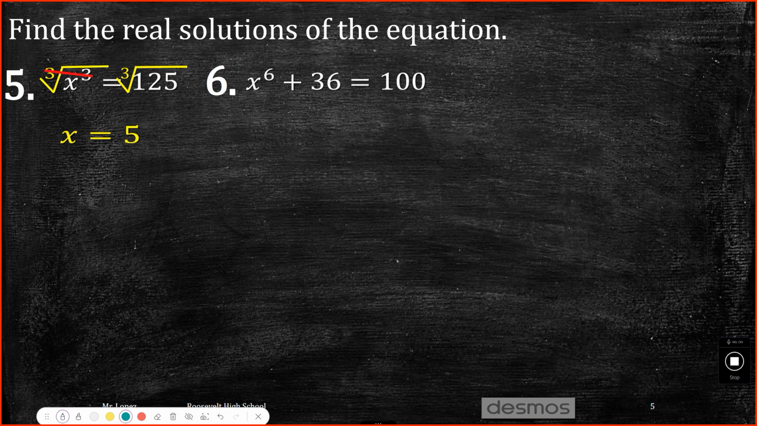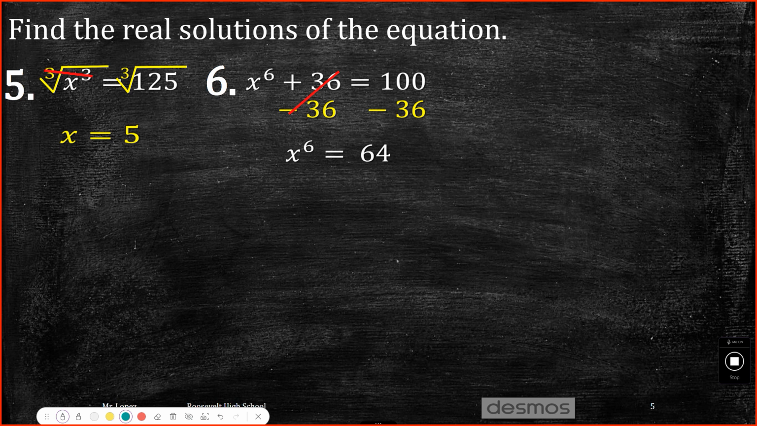What is step 1? Take away 36 from both sides. X to the 6th is going to equal what? 100 minus 36 is what? 64.